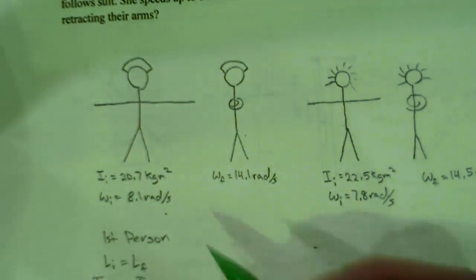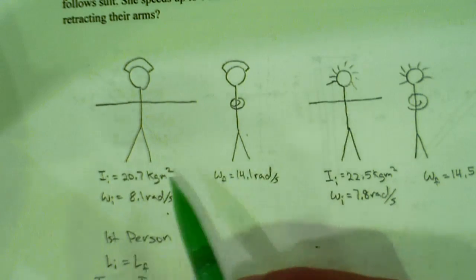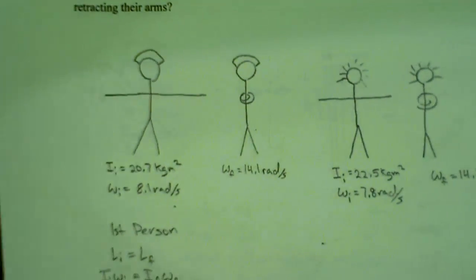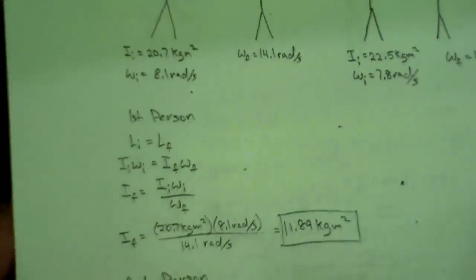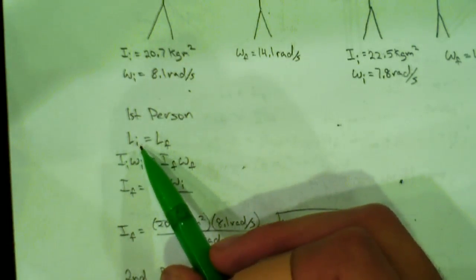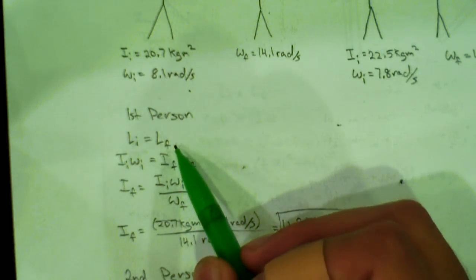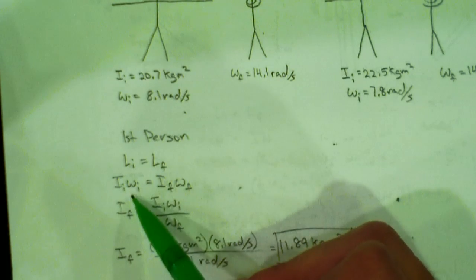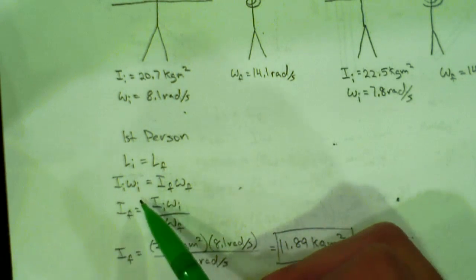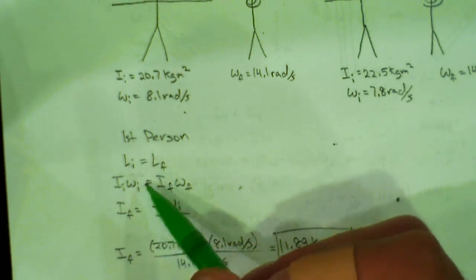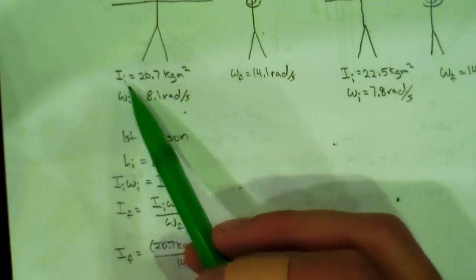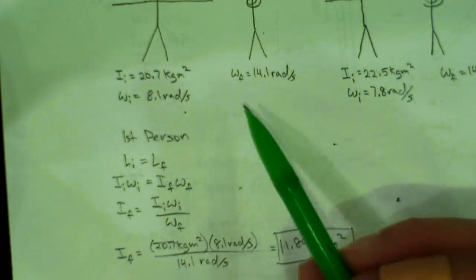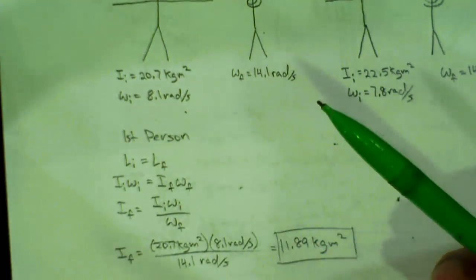So if we analyze the first one, this is going to be like a collision for angular momentum. Even though nothing's really colliding, it's conservation of angular momentum. So if it's being conserved, Li needs to equal Lf. Now initially we have, this is the equation for angular momentum, moment of inertia times angular velocity. So we have Ii times omega i equals If times omega f. And we're given 3 of those values, so we can solve for the 4th one.